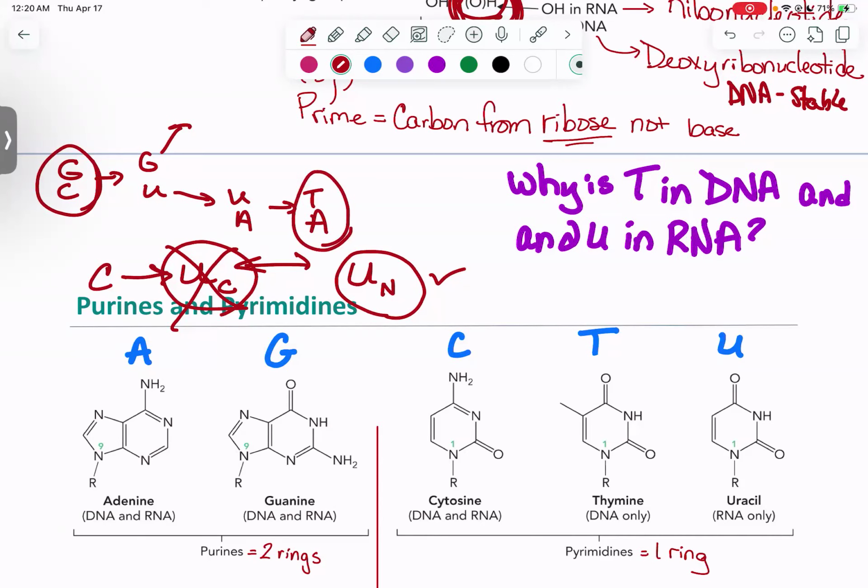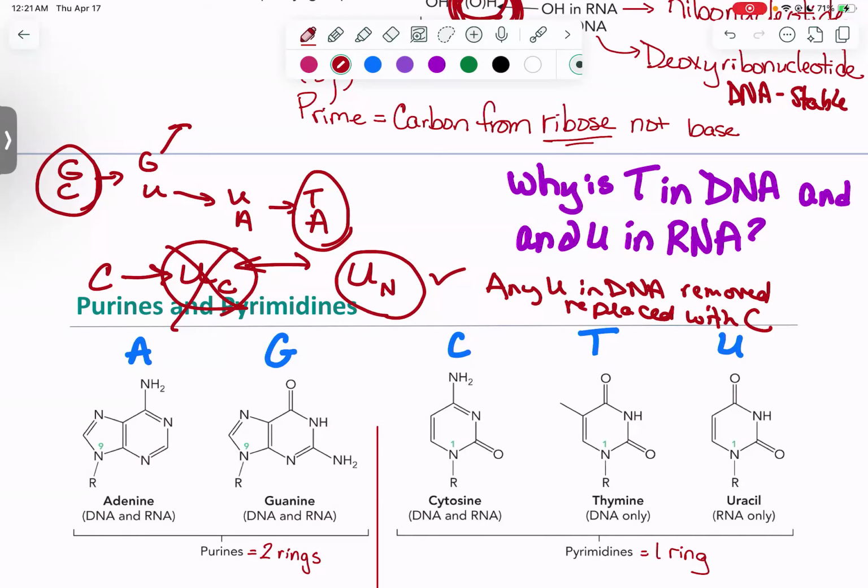And this will happen a lot. And so you end up accumulating a lot of mutations, and that would be really bad. So the cell has enzymes that recognize any U in DNA, cut it out, remove it, and replace it with a C, because the only reason U would be there is if C were deaminated.